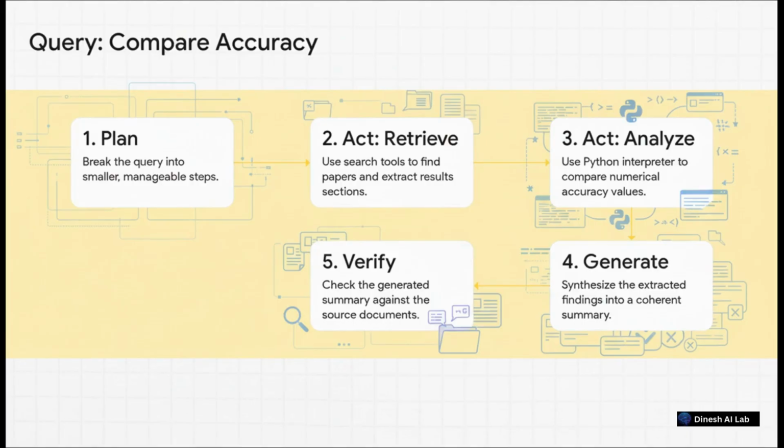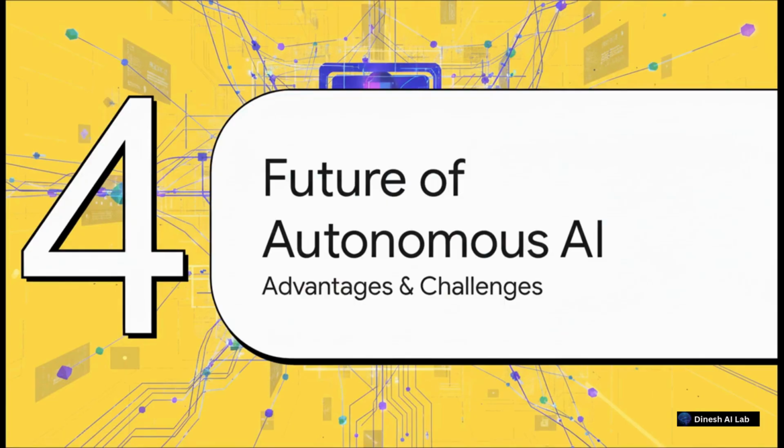Imagine you ask it to compare model accuracy in these research papers. First, the planner creates a multi-step plan. Then, the orchestrator gets to work. It calls the search tool to go find those papers. Then, it uses the retrieval tool to pull out only the result sections from each one. It might even call the Python interpreter to actually extract and compare the numerical values directly. Only then does it generate a summary. And for that final step, it verifies that every single claim in its summary is directly supported by the text in those papers. This whole multi-step verified process, it's a huge paradigm shift.